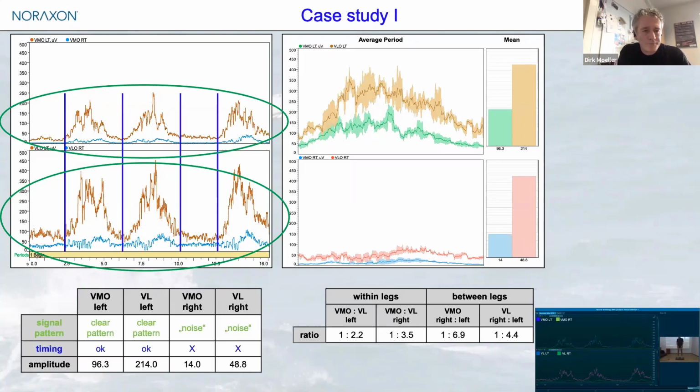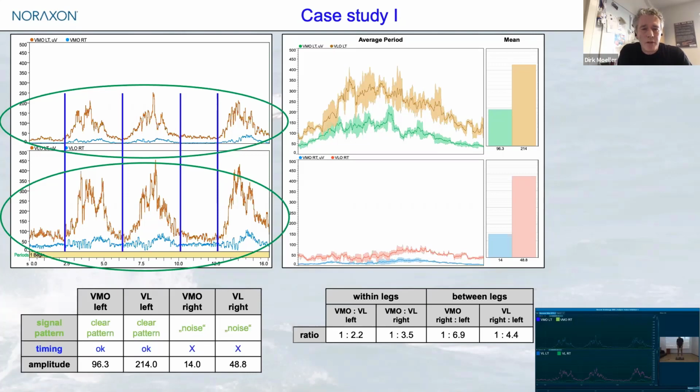If you look at the timing, when do the muscles start to activate in comparison with the picture? If I compare it, I see the squat starts, the activity starts at the right moment and ends at the right moment for the VMO and VL on the left side. On the right side, for the VMO and VL, we don't see a really good timing. Based on the noise in the signal pattern, it's not clear to see a good timing.